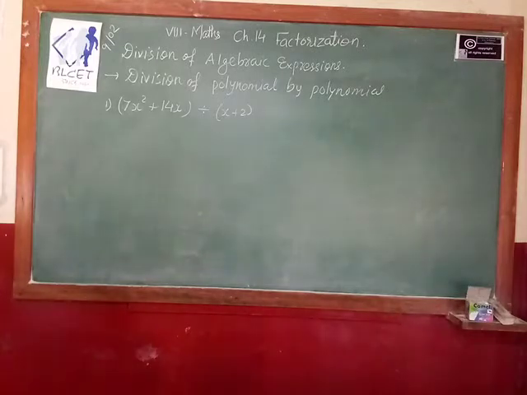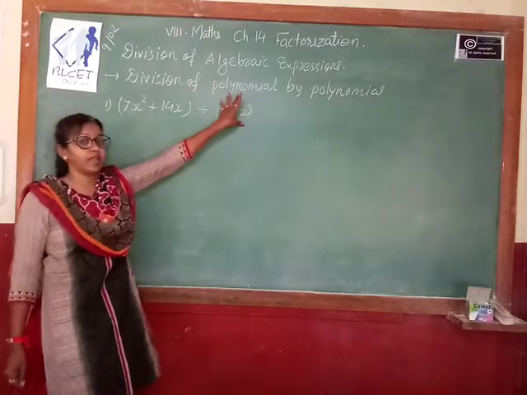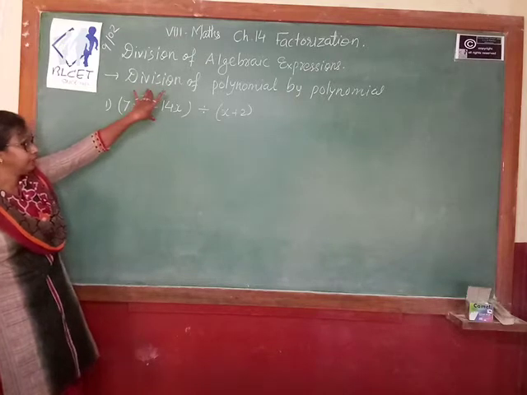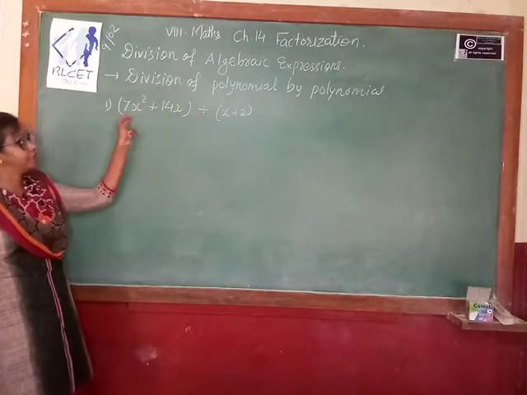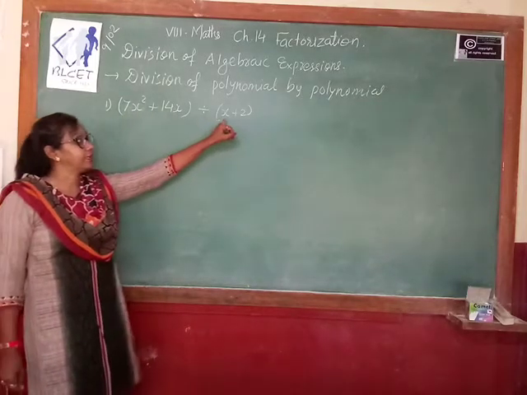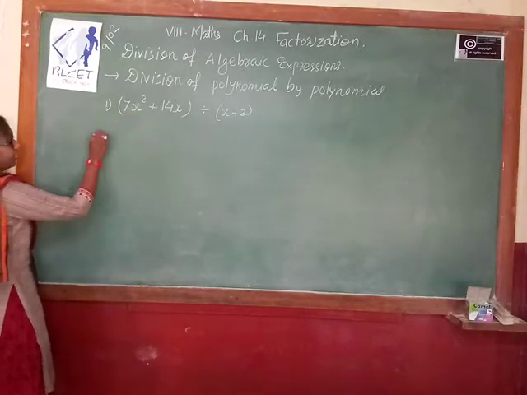Now see division of polynomial by polynomial. In this method, this is one of the factors of this algebraic expression. As the division sign is there, first we will find the factors of 7x square plus 14x. In that we get one factor as x plus 2, and then we can do the cancellation method. So first we find the factors.